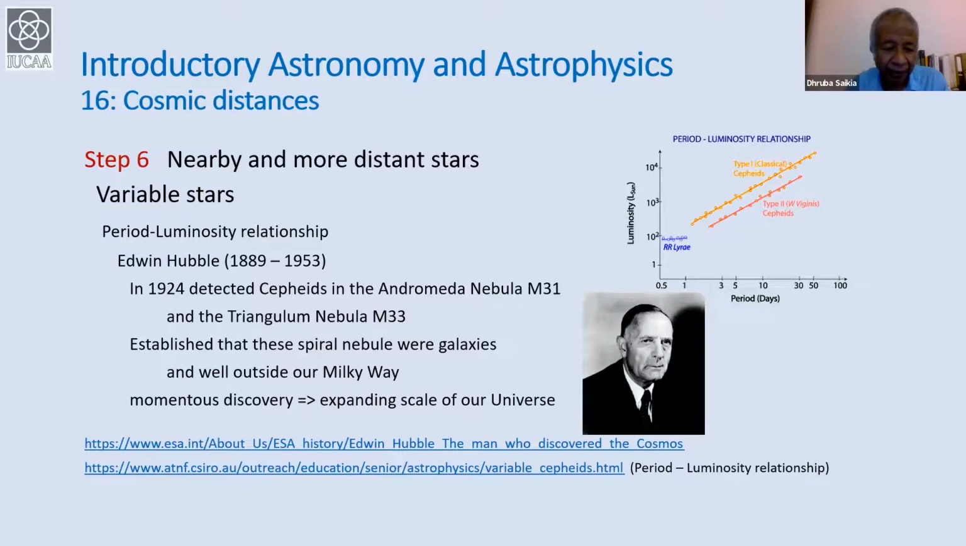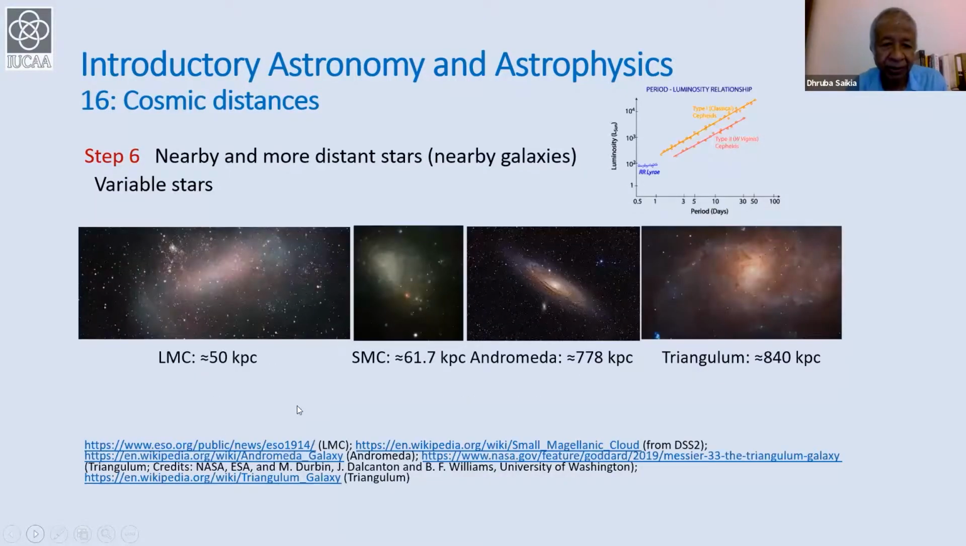And of course, he went on to discover the expansion of the universe by, once you know the distance and you know the redshift of this object, he showed that the further away an object is, the higher the velocity of recession.